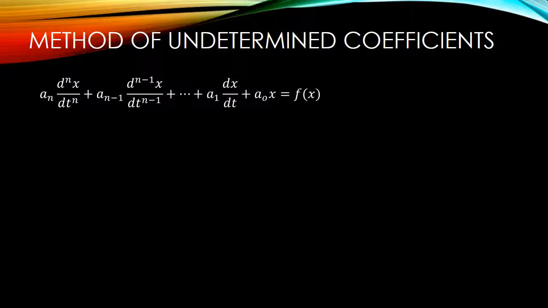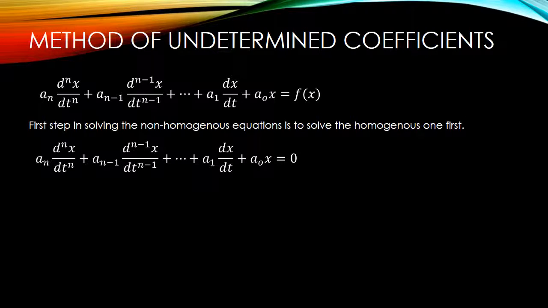So, here is an example of an nth order differential equation, starting with a derivative of order n and a constant coefficient, all the way down to the function of x and its coefficient. Now it's equal to some function of x, or some function of the independent variable. It's different. Before we had 0. So the first step in solving these non-homogeneous differential equations is we have to solve the homogeneous ones.